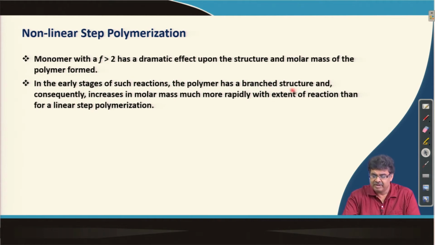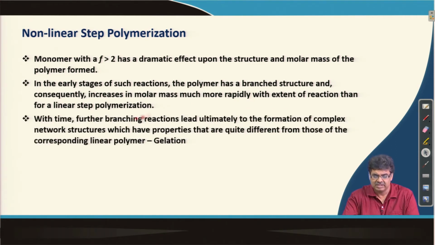because of the branched structure, the molecular weight or the molar mass actually increases more rapidly with the extent of reaction than in a linear step polymerization. With time, further branching reactions lead ultimately to the formation of a complex network structure that I showed, whose properties are quite different from those of the linear polymerization. And once all these polymer chains are linked to each other and there is enough concentration of such polymers in the solvent, we get gelation, or gel formation.